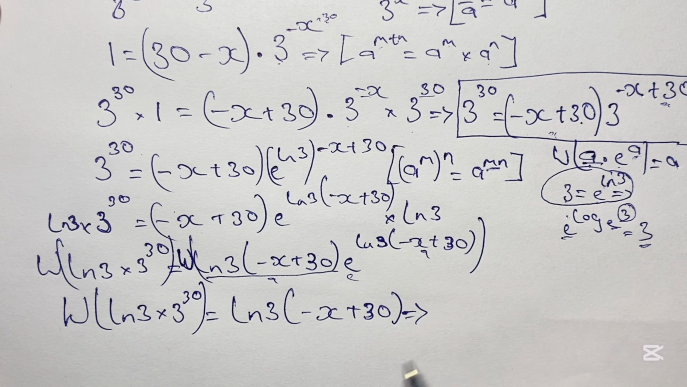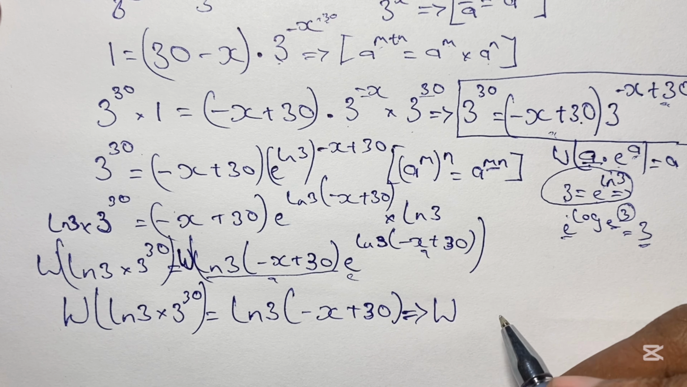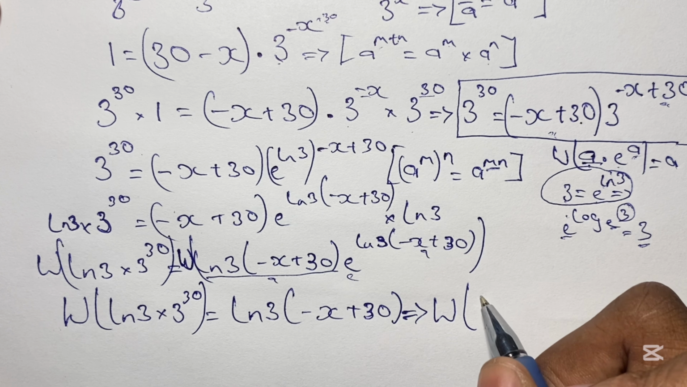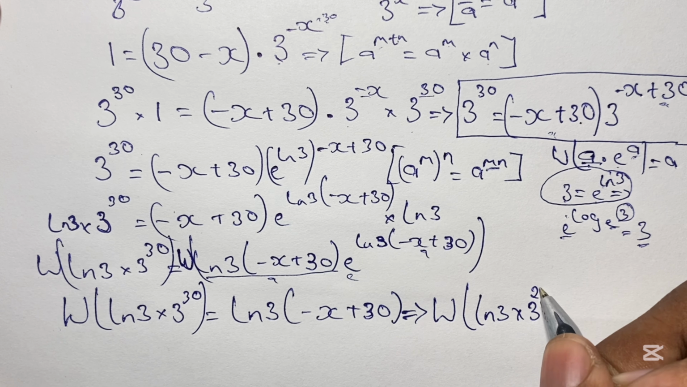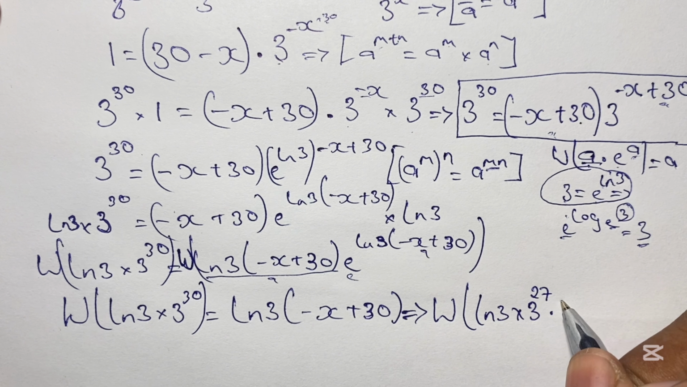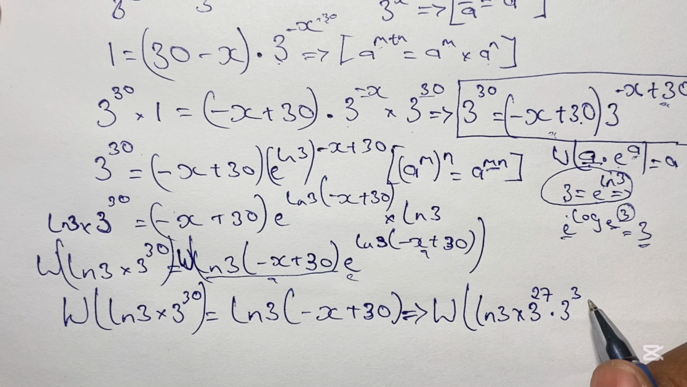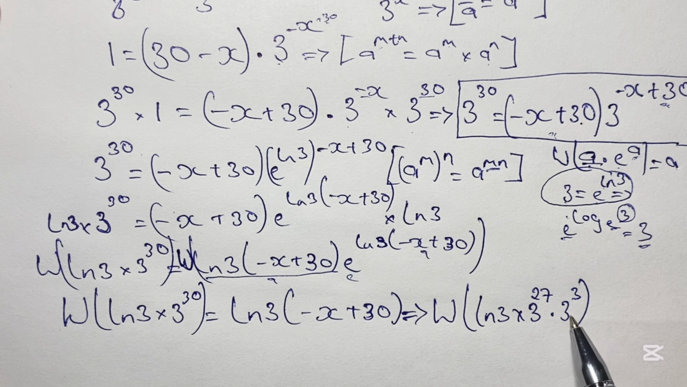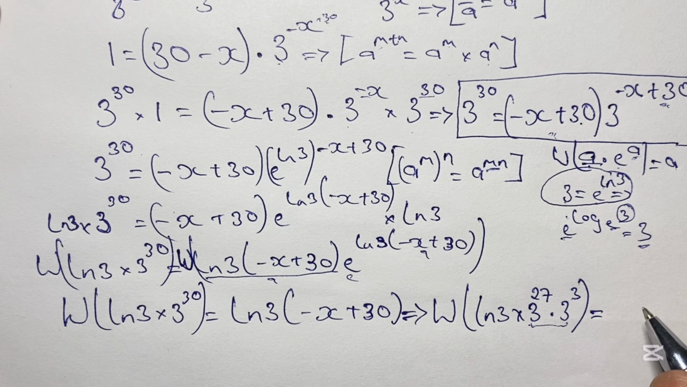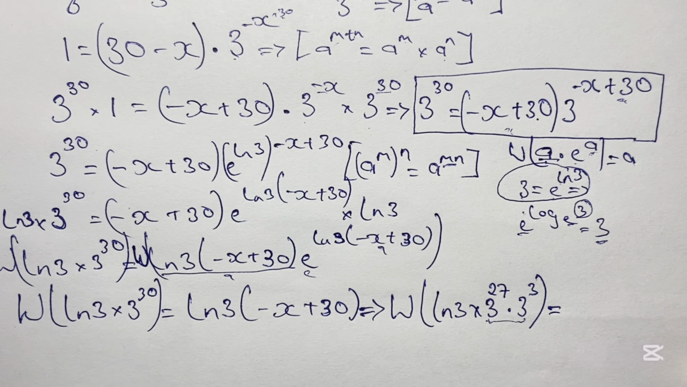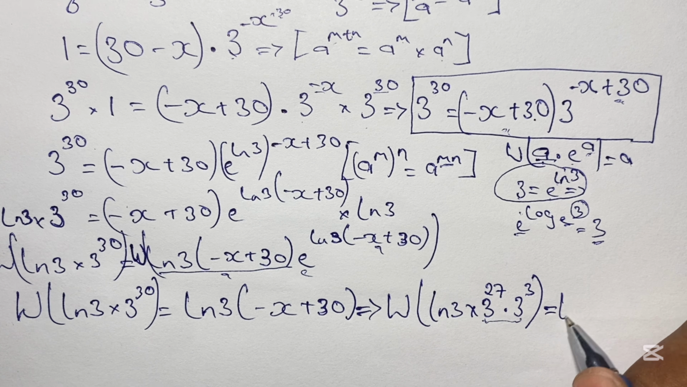Now from here, we're just going to simplify the expression that we have here. So we'd have W in brackets ln of 3 times, and simplifying 3 to the power of 30 using the law of indices that we looked at earlier, we'd have 3 to the power of 27 times 3 to the power of 3. We know this is essentially 3 to the power of 30 using the law of indices, where we have the same base, 3 and 3, we just add the powers. 27 plus 3 gives us 30. And as we know, this is equal to ln of 3 in brackets negative x plus 30.